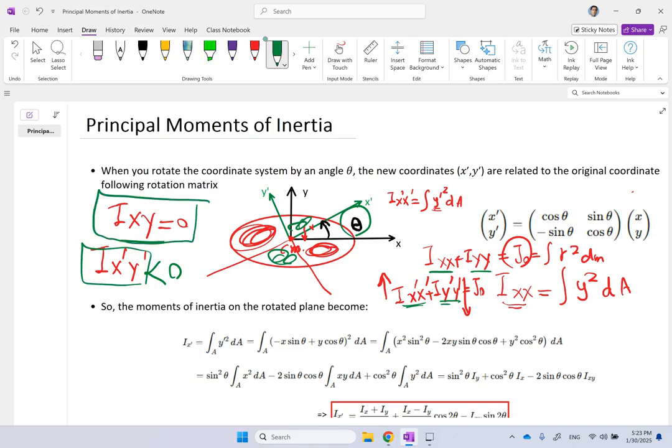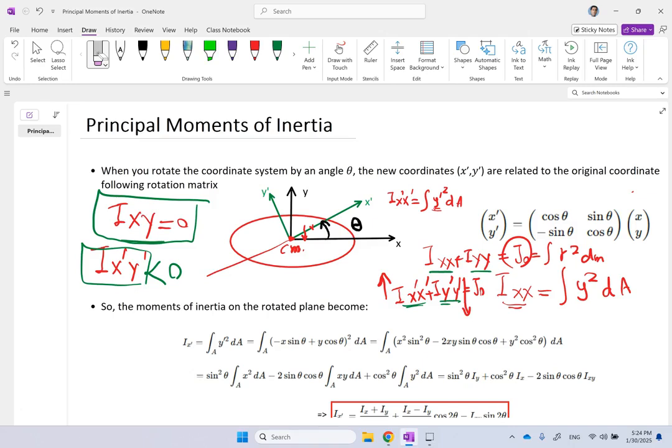So if the product term is 0, that means already one of them is max, one of them is min. So in this case, actually, in this example here, the x and y axes are already the principal ones. Why? Because with respect to the xy, the product term is already 0, and in this case, Iyy is maximum and Ixx is minimum. Okay?